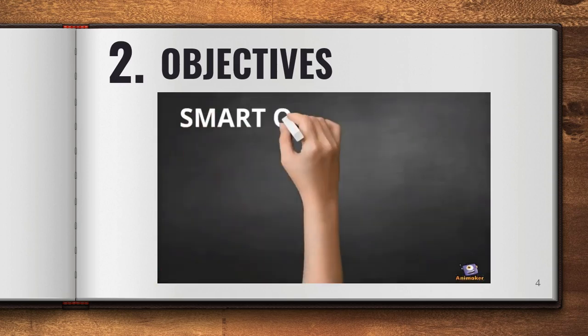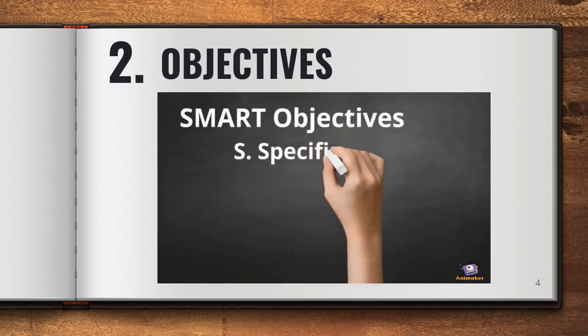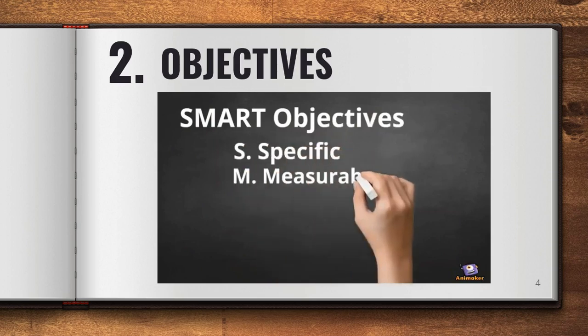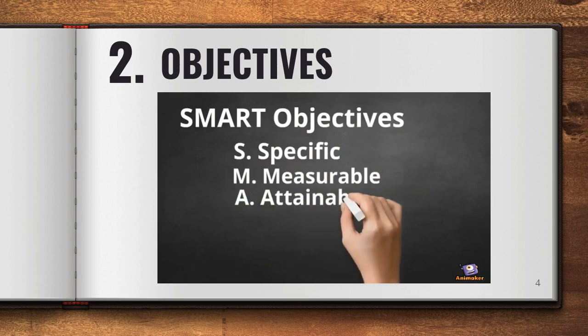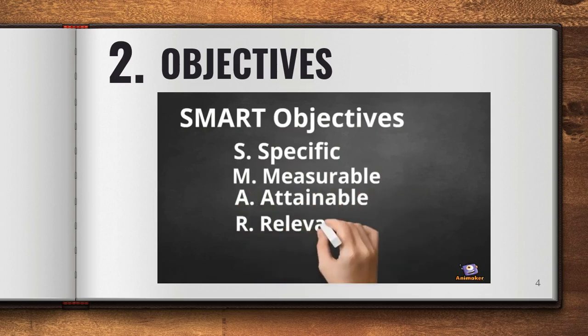The S in the SMART stands for specific, M for measurable, A for attainable, R for relevant, and finally T for time-bound. S says, is there explicit wording within the objective that describes exactly what I want the student to learn?